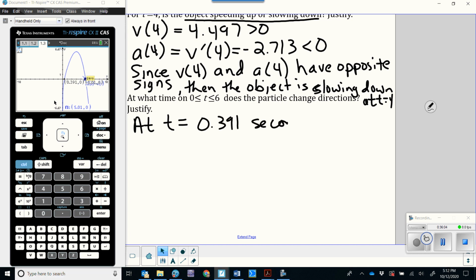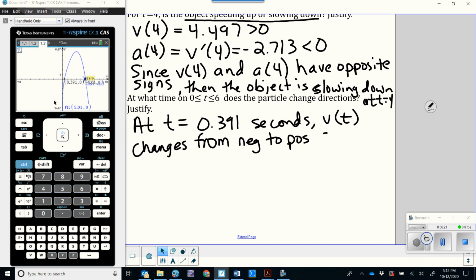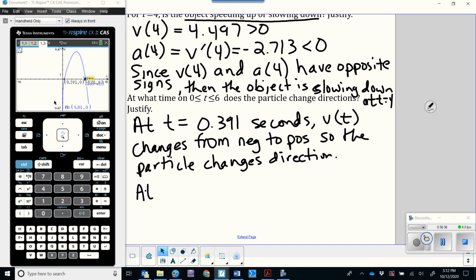0.391 seconds, v of t changes from negative to positive, so the particle changes direction. And then we also have at t equals 5.01, and here's the bad part about that, is it doesn't show me the whole number.